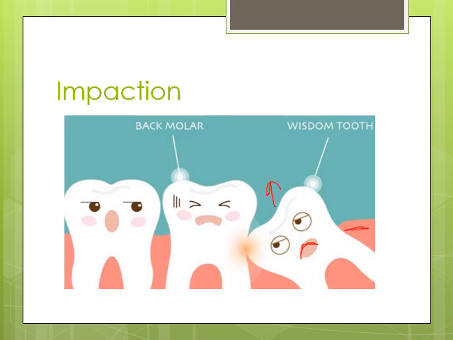Maybe the jaw size is less, or there could be soft tissue hindrance, and it is positioned against the other tooth or alveolar bone, which causes the hindrance to erupt this third molar into the oral cavity.